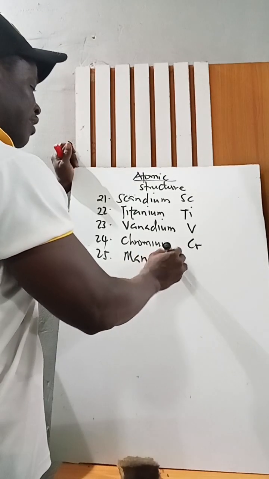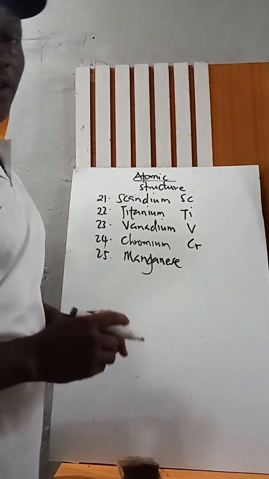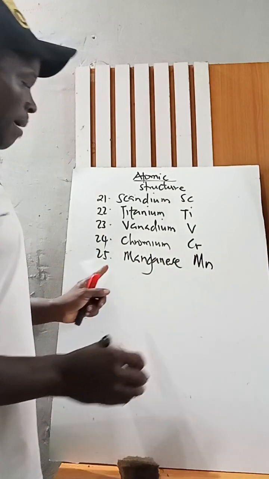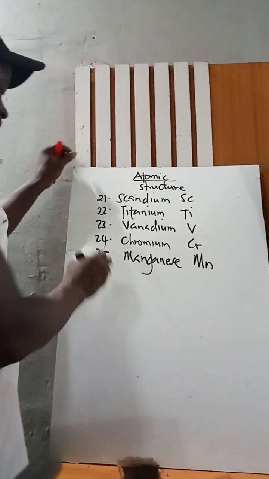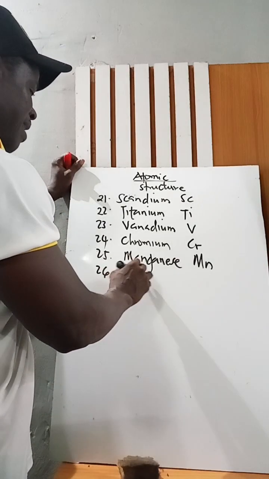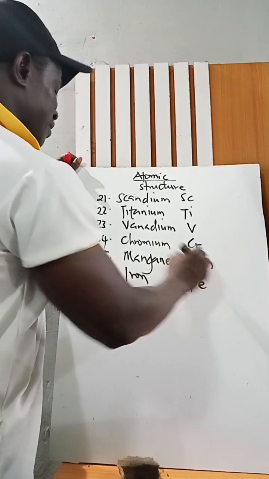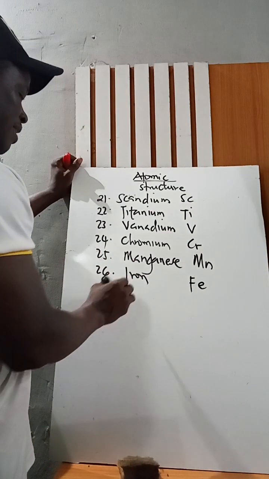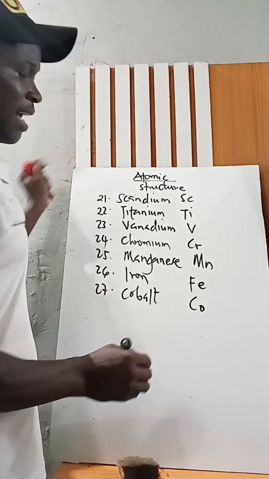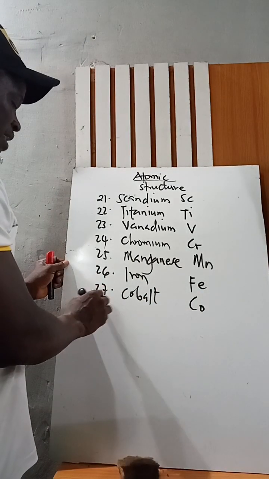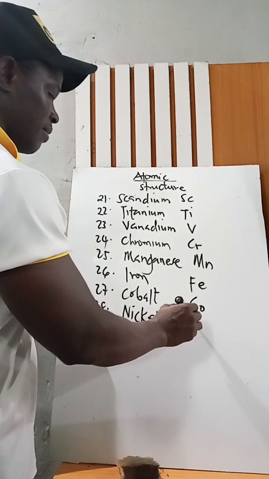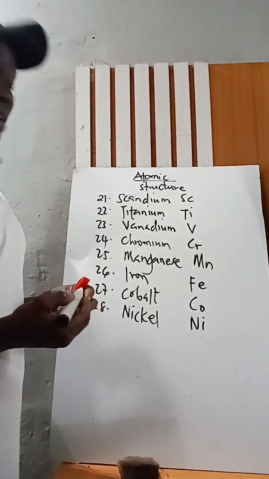Element 25 is manganese. Now, I want you to pay attention that manganese is different from magnesium. Magnesium is atomic number 12, and manganese is 25. Then 26, element iron is 26. Then 27, cobalt. That is 27. 28, element nickel. That's 28. Ni.